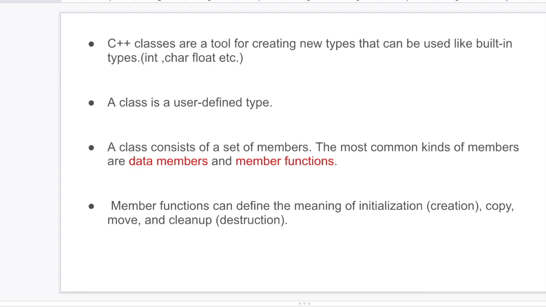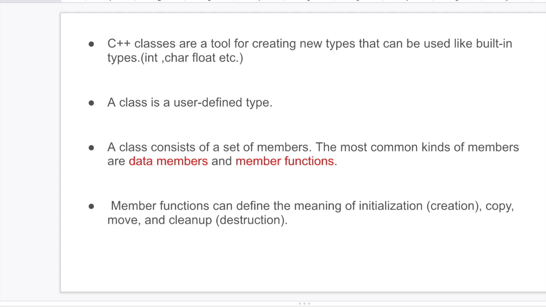So in C++, classes are basically tools to create new types. Then one question comes to mind: why are new types required? It is required because the built-in data types like integer, character, float are not sufficient to model real life examples. So by using classes we can create a user defined type. That we will be seeing in the hands-on programming.